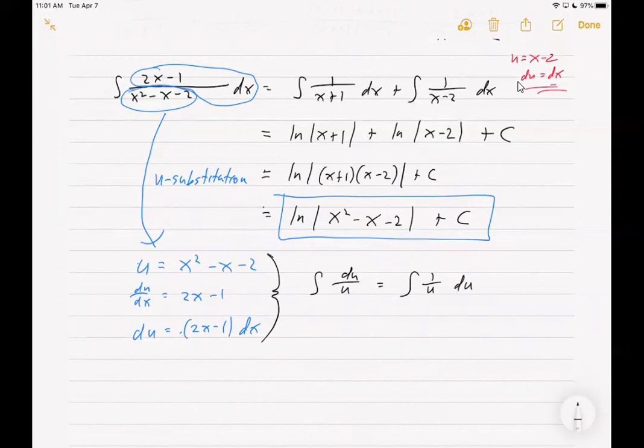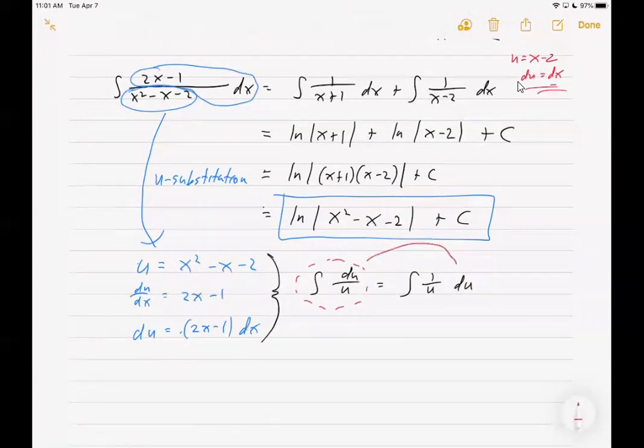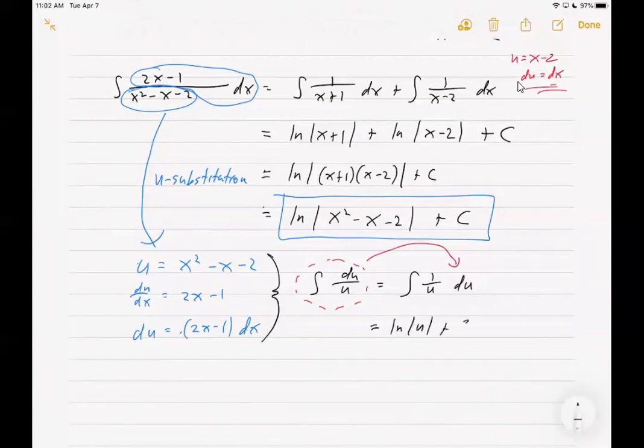Mathematicians sort of like to write it this way, so you're often going to see that. A du in the numerator is the same as putting with respect to u at the end. So the result of this is that we should have ln of the absolute value of u plus c. And since u is x squared minus x minus 2, we can put that in and see that we get exactly the same answer.